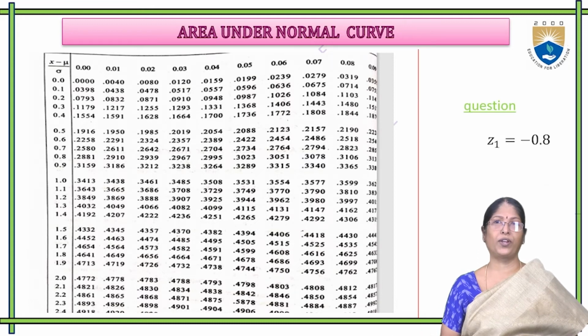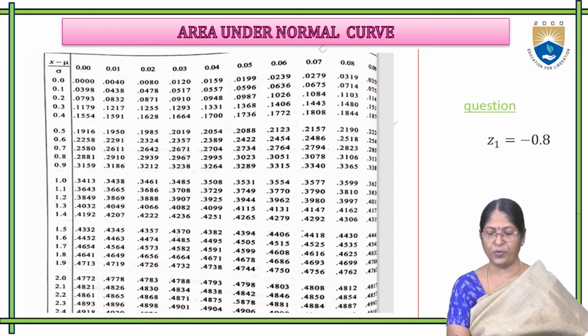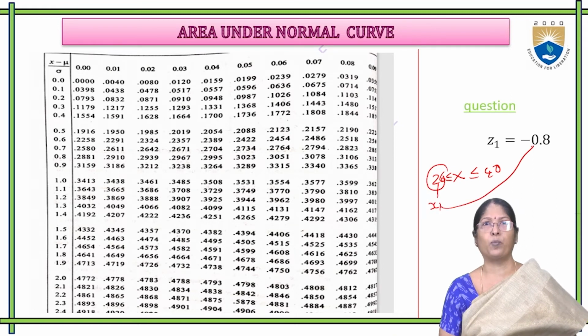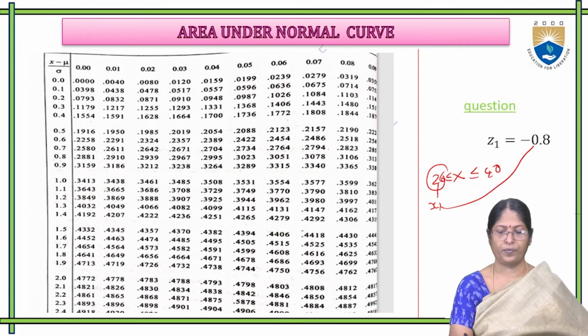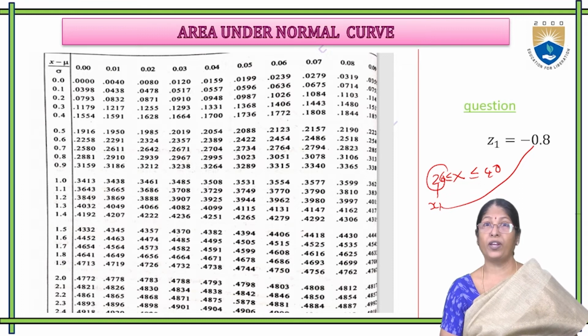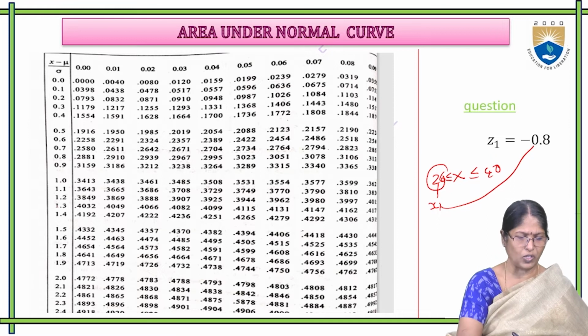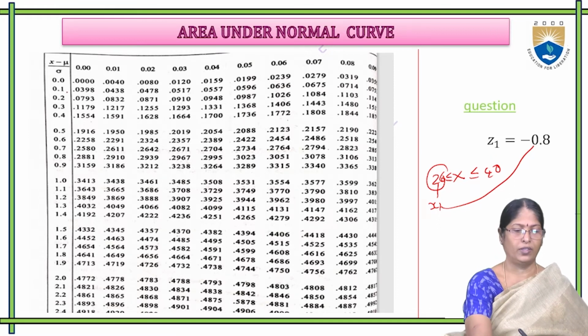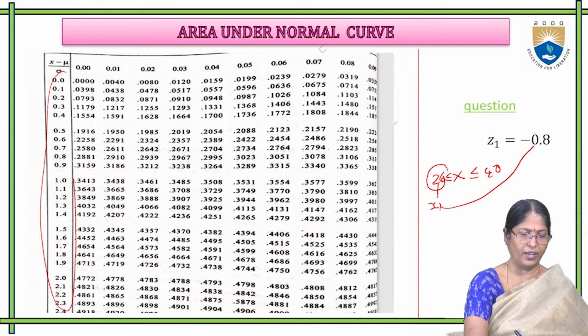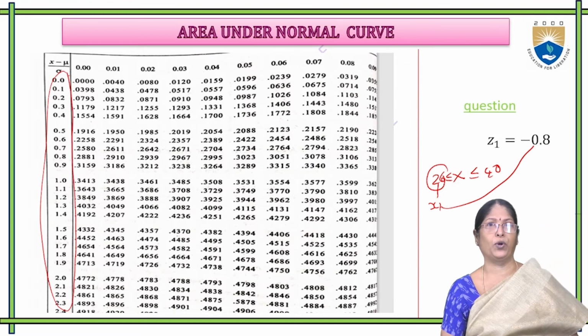In the first question, x lies between 26 and 40. This 26, that is x1, we converted into z1, minus 0.8. Here one more point we have to be very careful about. Here minus is there, but here there is no minus at all. Here on the scales, if you notice, there is no minus at all.